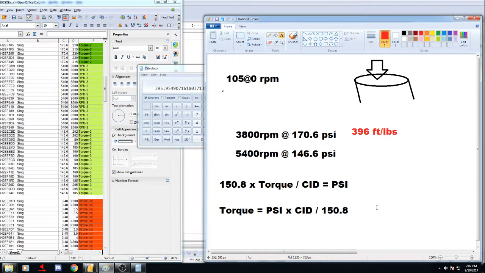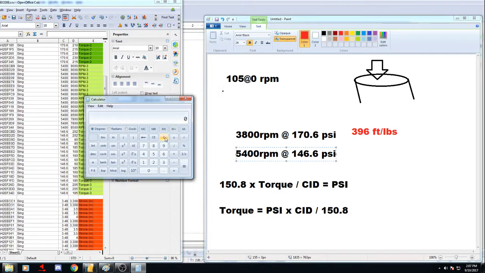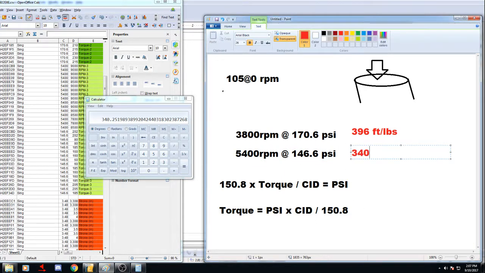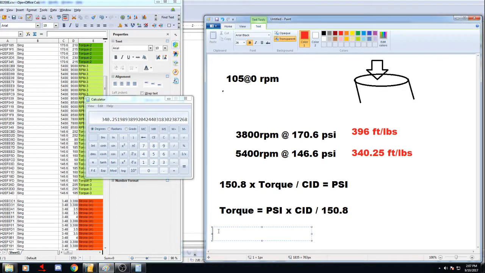Torque. Now let's do the same thing and see how much torque we're making right here. That's not going to be our horsepower, but we need torque to find out horsepower. 146.6, if you followed me here, our PSI times Chevy 350 divided by 150.8. That's the magic BMEP number. You can look that up yourself. 340 and a quarter. 340.25 foot-pounds of torque.